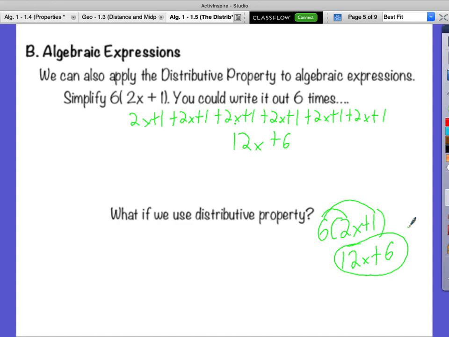And guess what? This is called Algebra 1, okay? So we're going to be dealing with algebraic expressions a decent amount. This distributive property is going to be quite the friend of ours this year in class, okay? Does that make sense?